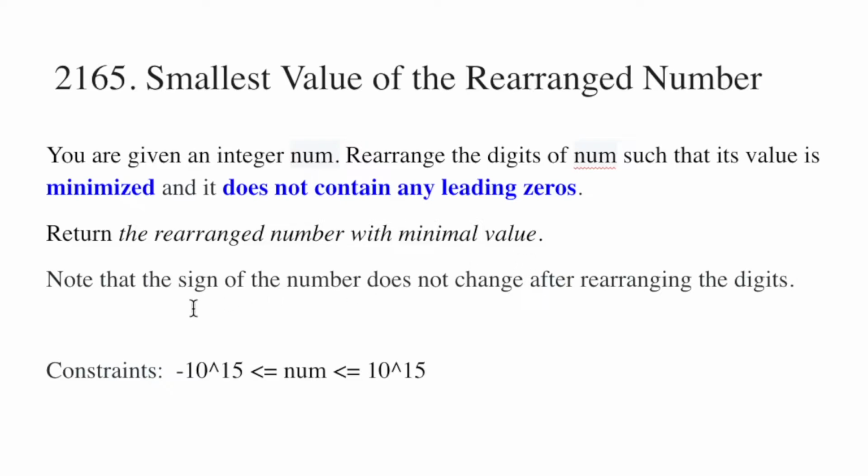Note that the sign of the number does not change after rearranging the digits. This means positive numbers stay positive and negative numbers stay negative. The given numbers are from minus 10 power 15 to 10 power 15. According to the constraint, the input number could be negative or 0 or positive.